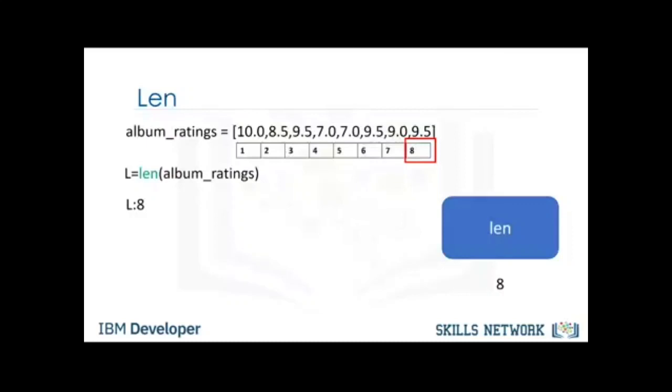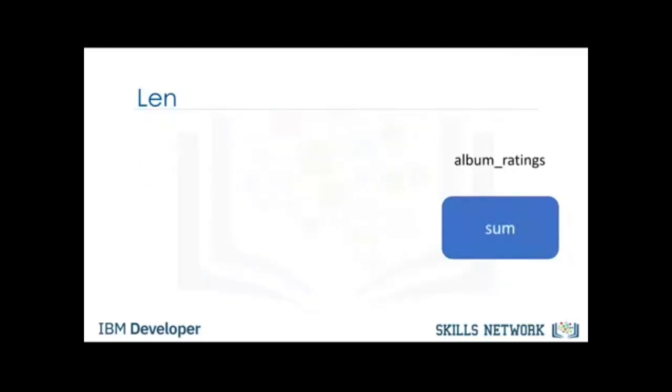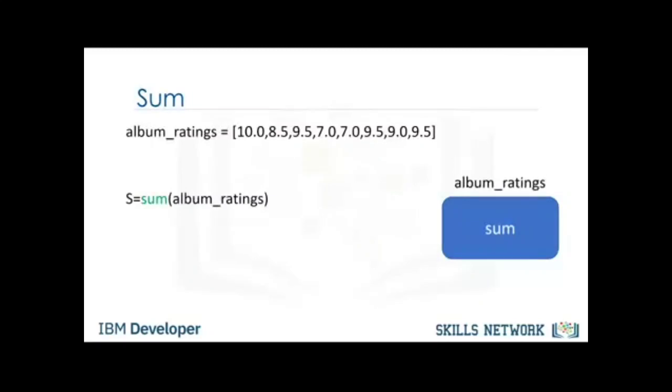The function sum takes in an iterable like a tuple or list and returns the total of all the elements. Consider the following list. We pass the list into the sum function and assign the result to the variable s. The function determines the total of all the elements, then returns it. In this case, the value is 70.